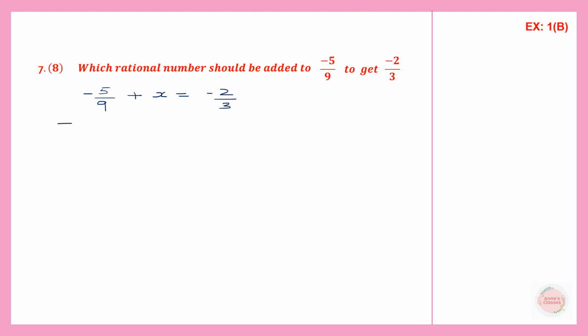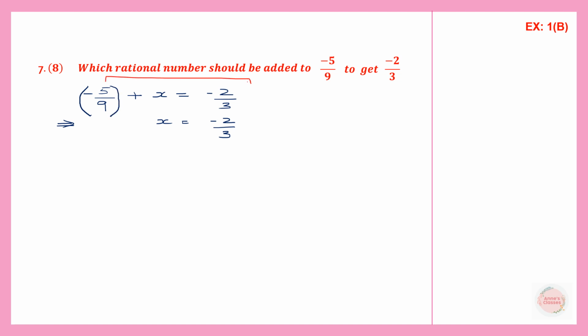So again we're going to work this out like a linear equation. So x is going to be on this side. On the other side we have minus 2 by 3. Now we are going to transpose this one, that is minus 5 by 9, to the other side.